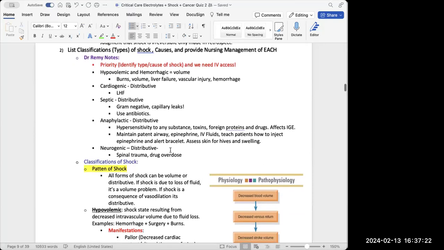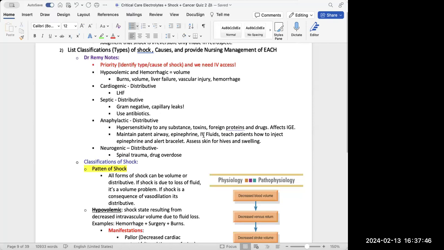And yeah. Okay. So we also have classifications for shock. I'm not going to keep going into the manifestations because I don't want it to drain. I want to get the main points. But this is what Dr. Remy said. Our priority is identifying the cause and type and making sure we have IV access because we need to make sure that we can give medications through IV, right?